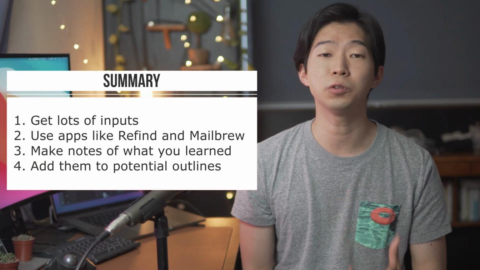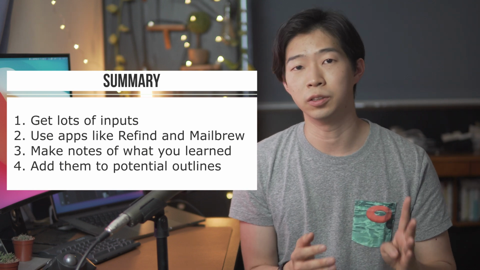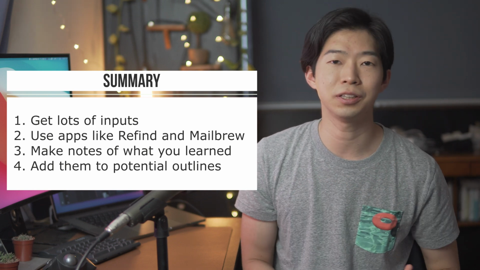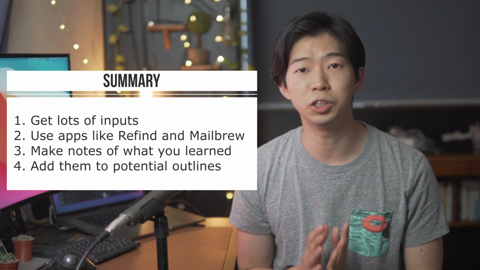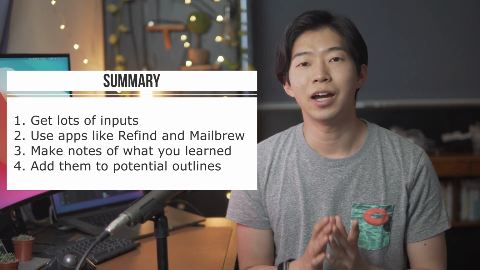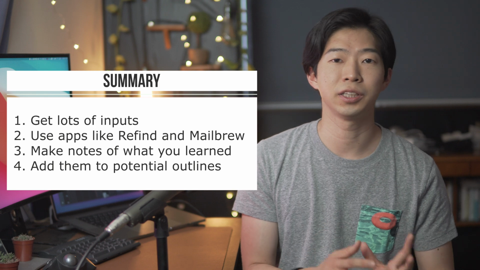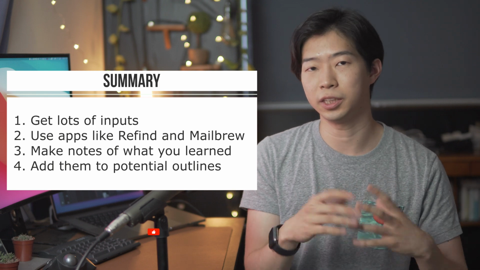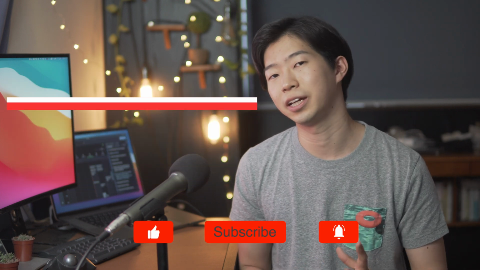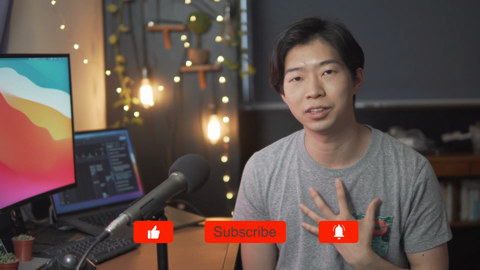Okay, so that was the bottom-up note-taking approach to cultivate ideas for content. In summary, you need lots of inputs to come up with ideas for content. Use apps like Mailbrew and Refind to get inputs efficiently. Make a note every time you find something useful, in your own words. Finally, add that note to potential outlines and repeat this process to grow the outlines. I know this process can take lots of time, but personally, I find it really useful.